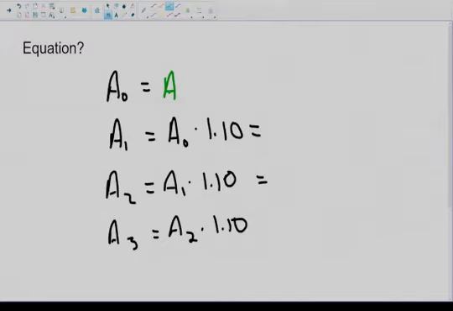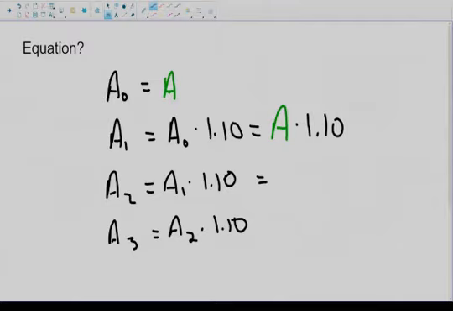What did we do to calculate our first year's amount? Well, we took A0 and we multiplied by 1.10. But now we're going to do something called a recursive substitution. We're going to take a previous value and substitute it into a new equation. What was A0? Well, A0 was A. So I'm going to replace A0 by A, keep the rest of the formula the same.